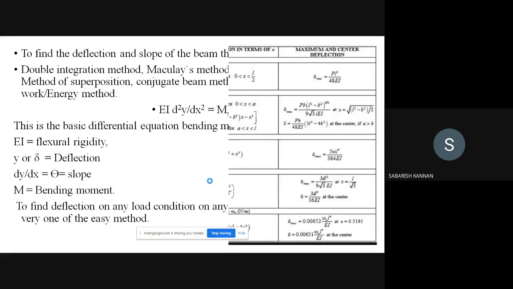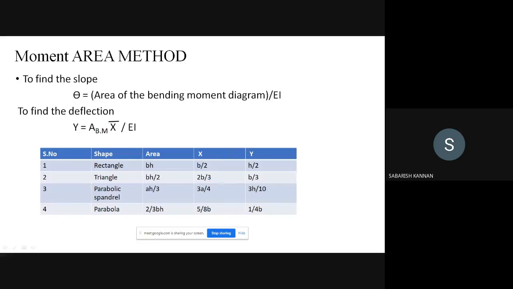Here P is nothing but load. In that problem they named it as W. So we take WL cube divided by 48 EI. So this is for midspan. And another given data in that question is the same load as UDL, the same load acting over the length, that is 5WL power 4 divided by 384 EI. So this is our formula for UDL, right?